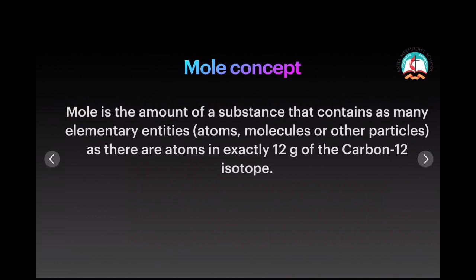As there are atoms, exactly 12 gram of the carbon isotope. We already discussed that carbon 12 isotope is a standard unit in which we compare other elements, atoms and molecules to find their masses. So mole is the amount of a substance that contains as many elementary entities.